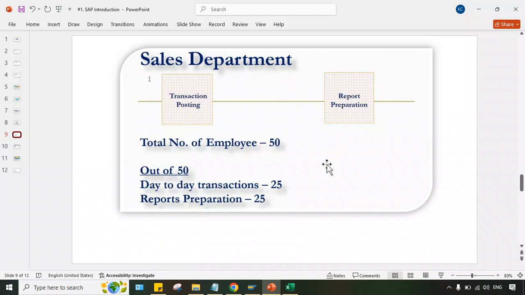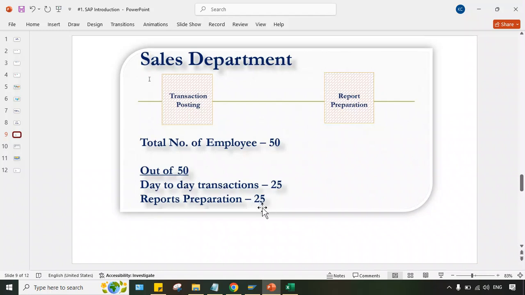Now what will happen? The moment they switch to SAP, they need only 25 people who record and post the transactions, because the same volume of transactions will be there. So let's suppose the same people are required for transaction posting. Whatever transactions were being recorded in different registers, now those transactions will be posted into SAP. SAP is a software, so they will post these transactions into this SAP software, right? What about the remaining 25 people, guys?